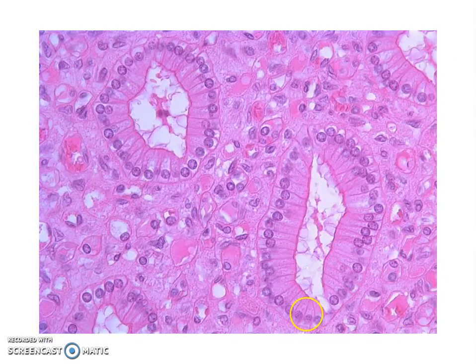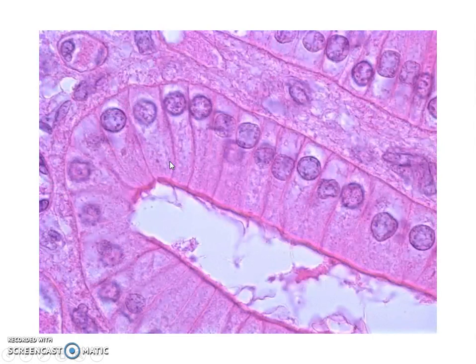Now here we see a cross-section through simple columnar epithelium. So we see our lumen, and you see the single layer of columnar cells going all the way around it. And this is those same cells at a higher magnification.